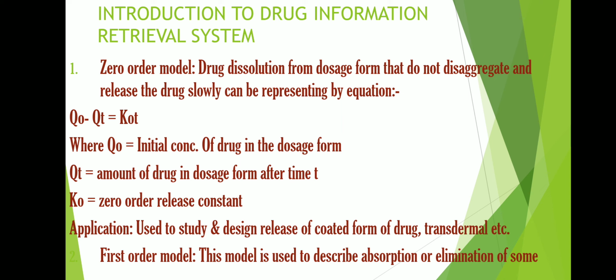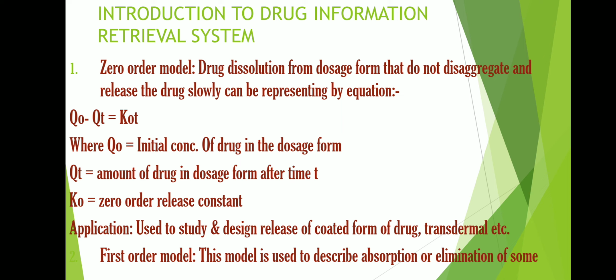The equation is Q0 minus Qt equals K0 t, where Q0 is the initial amount of the drug, and Qt is the amount of the drug after a particular time. That depends on us, how much drug has been degraded after 1 hour or after 2 hours or after 10 hours. So at a particular time, we measure the amount of drug which has been degraded, and the amount which is remaining. Qt is the amount of the drug remaining after time t.